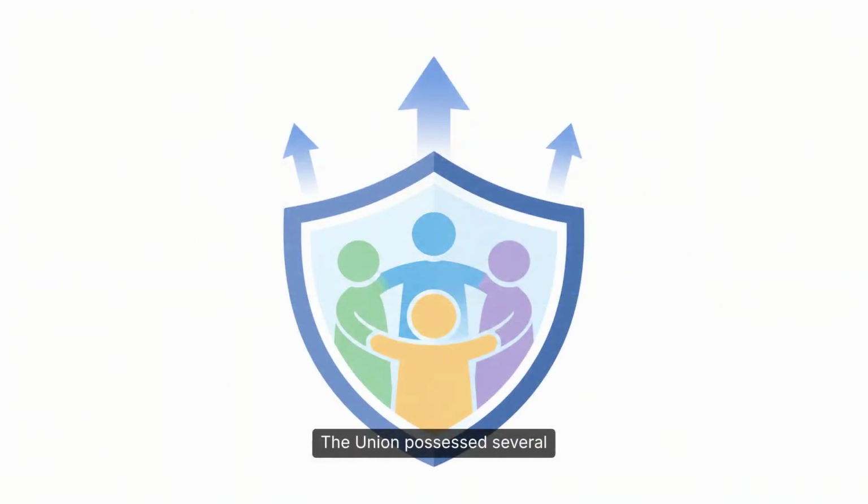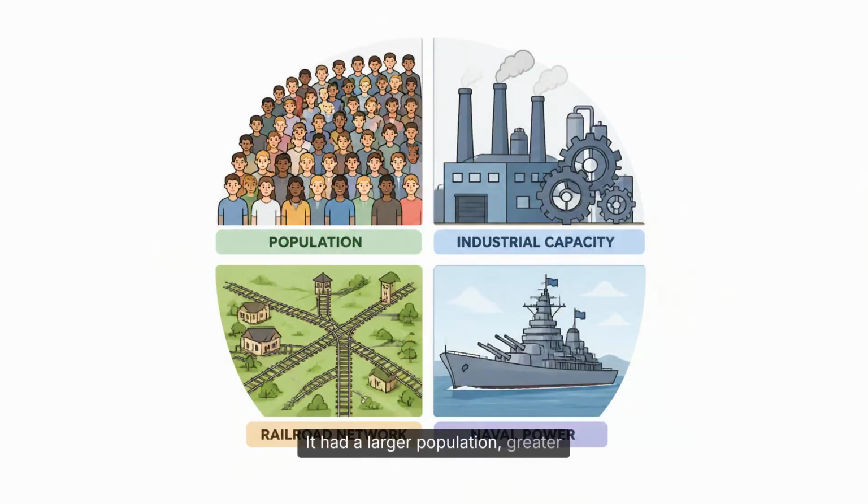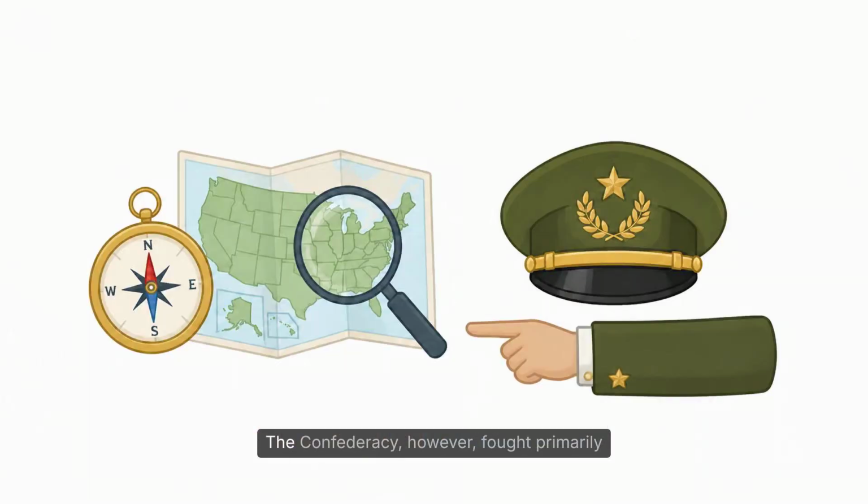The Union possessed several important advantages. It had a larger population, greater industrial capacity, a more extensive railroad network, and a stronger navy. The Confederacy, however, fought primarily on familiar territory and possessed experienced military commanders.